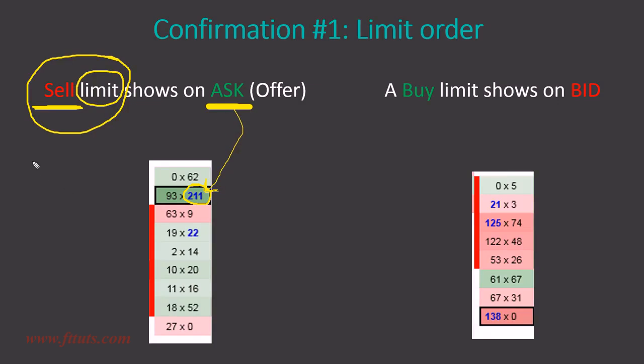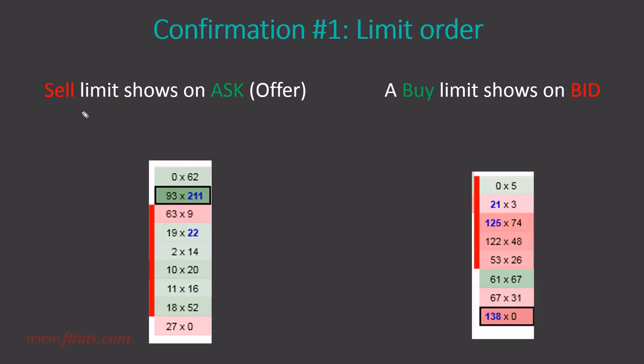Because if there is a resistance zone in here, somewhere in this area, then this is most likely a pending limit order of some big player who wants to jump in a trade and push the price downwards or enter their short because they anticipate a sell-off from there. Alright, so important thing, a sell limit shows on the ask in here.